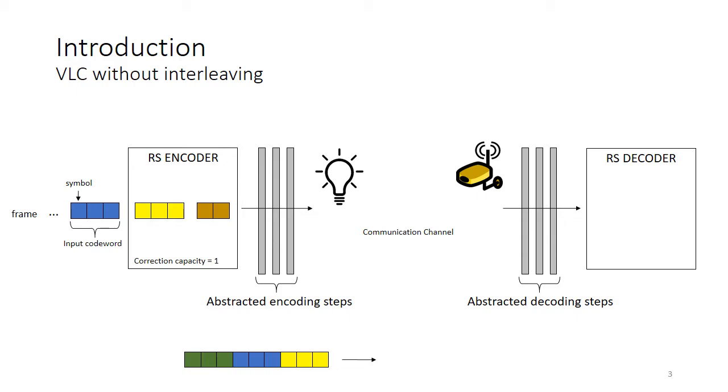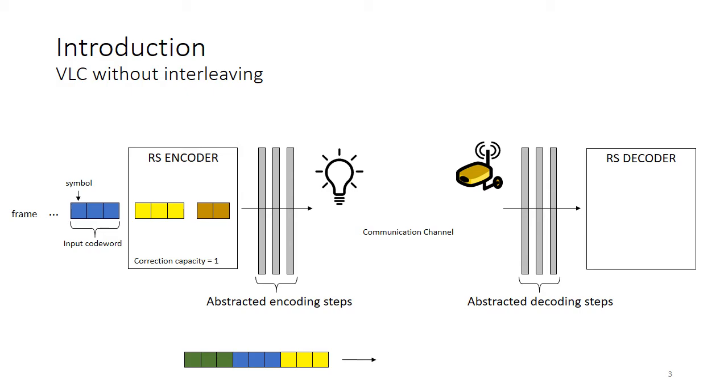In order to illustrate the usage and impact of the interleaver in communication systems, we will present the transmission process of a frame in a VLC system with and without interleaving. Some encoding and decoding steps are abstracted in this explanation. Each block in the diagram represents a symbol, and a group of blocks of the same color represent a code word. In this case, the frame corresponds to three code words: yellow, blue, and green. So we will start with VLC without interleaving.